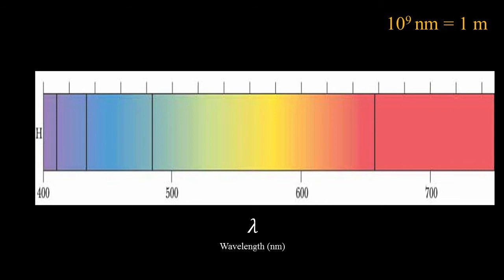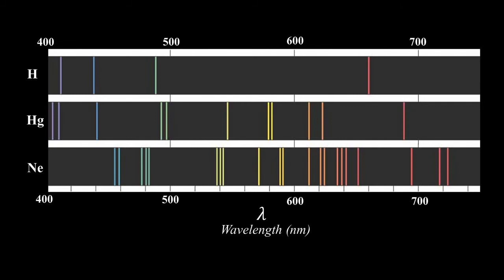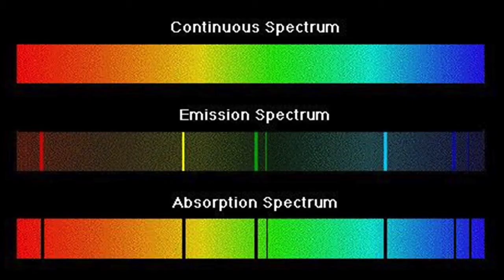You can organize these from left to right or right to left. Those were left to right, red to violet, or you could say violet to red. You could say high frequency to low frequency, or low frequency to high frequency. This is high frequency to low frequency. This is another shot of hydrogen, helium, and neon. There's a continuous spectrum, an emission spectrum, and then below you have what they call an absorption spectrum.